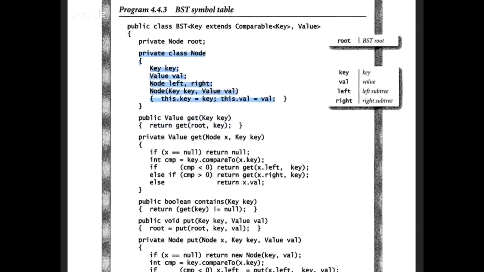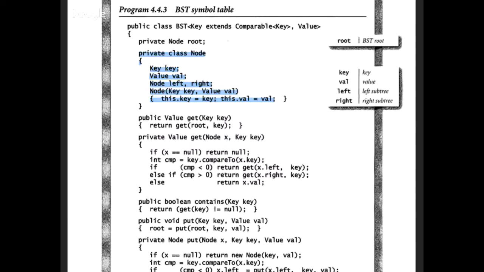A key and a value. So that's for storing my key that I'm mapping to a particular value. And a left and a right. And these are both instances of node. So the references to an instance of a node class. They're basically pointers to the two nodes that are at the top of my left and right subtrees.